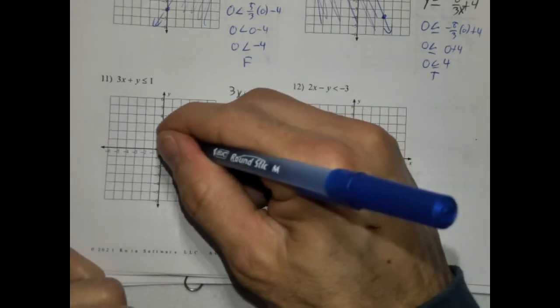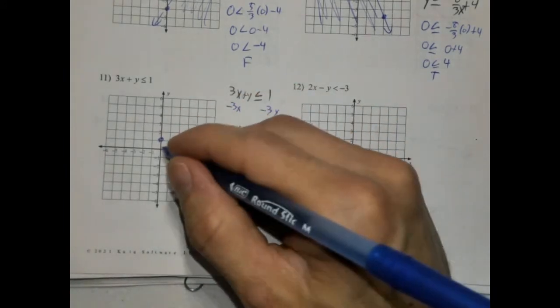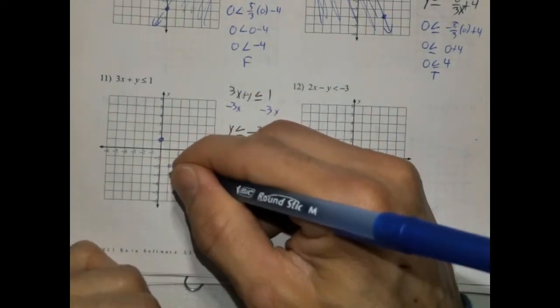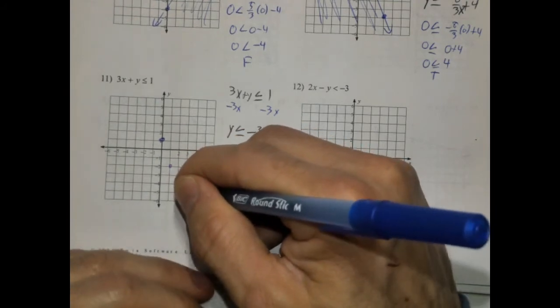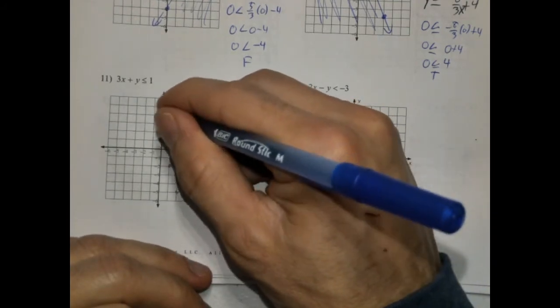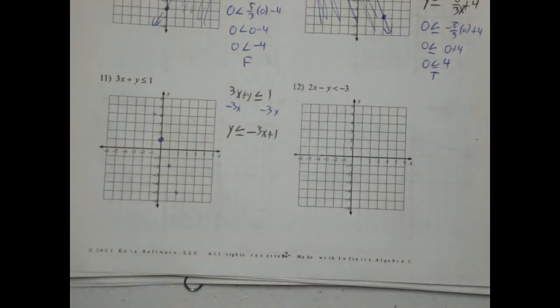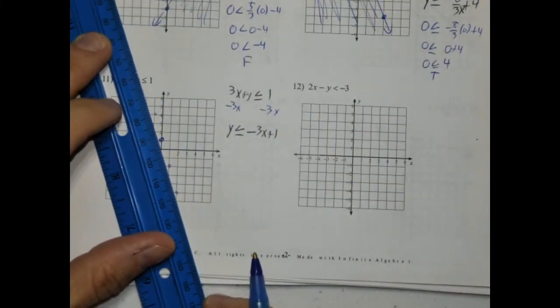So our y-intercept is 1. Our rate of change is -3. So 1, 2, 3 over 1. 1, 2, 3 over 1. And we're going to go up 3 and left 1. 1, 2, 3, left 1. Right. And this is going to be a solid line because it's inclusive.